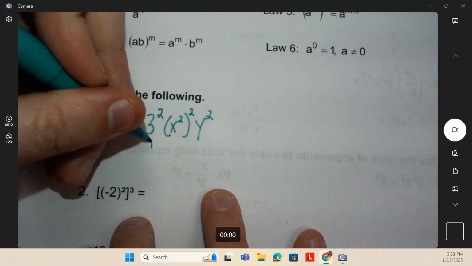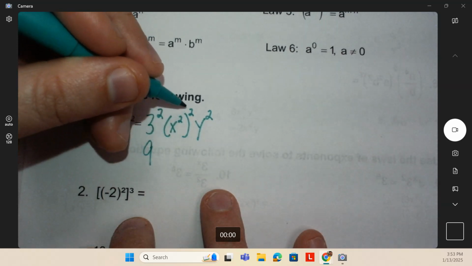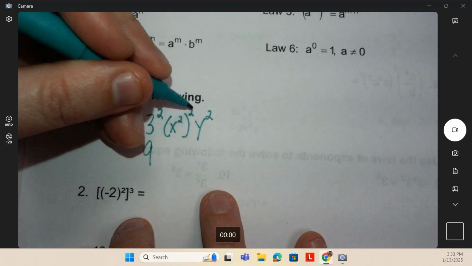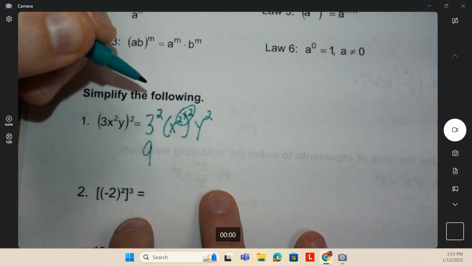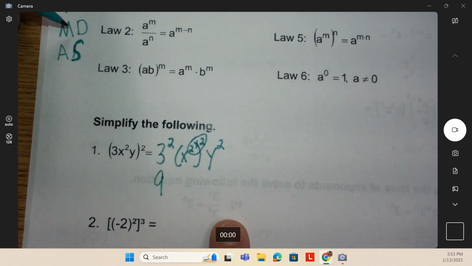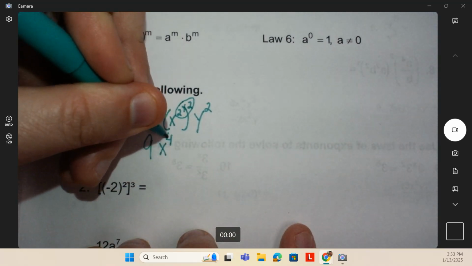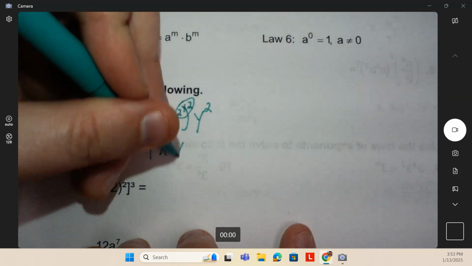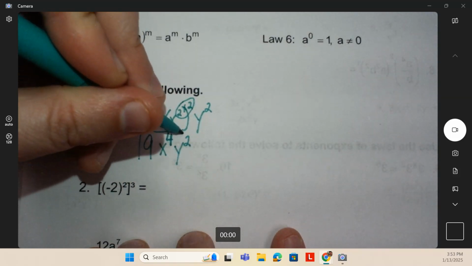I know that 3 squared would be 9. And x squared squared, when I zoom into those exponents, those are going to multiply together. So I'm doing something to a power, I move down a level and multiply. So that'd be 2 times 2, x to the 4th, and then y squared stays as y squared. That is my answer.